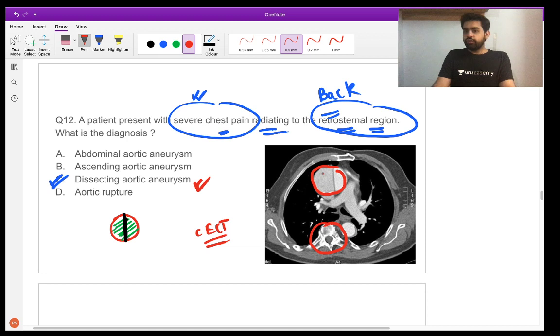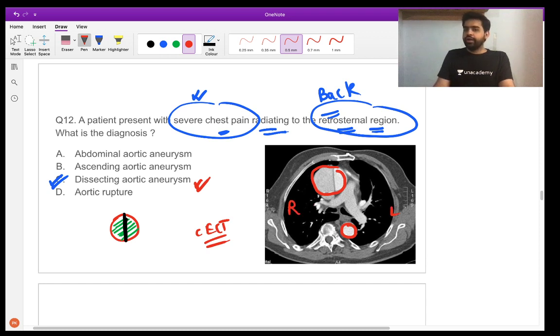The circle which I have drawn is basically the ascending aorta. What is this? This particular thing, the back thing, is a descending aorta. So we have an ascending aorta, then an arch of aorta, and then a descending aorta. So this which I have drawn is a descending aorta. Why is it a descending aorta, not an IVC or something? Because it is present on the left side. This is the right side, this is the left side.